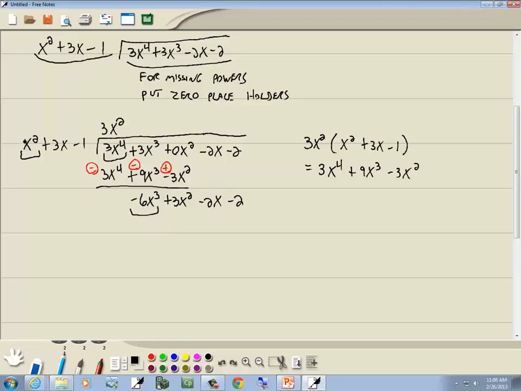Okay. Now we'll continue. You look at the first term of each, and decide what to put up on top. You ask yourself what times x squared gives you negative 6x to the third, and that'd be negative 6x. Whatever you put up on top, you multiply by what's out in front. So we're going to take negative 6x times x squared plus 3x minus 1. Negative 6x times x squared gives us negative 6x to the third. Negative 6x times 3x gives us negative 18x squared. And negative 6x times negative 1 gives us a positive 6x. So let me put that here.